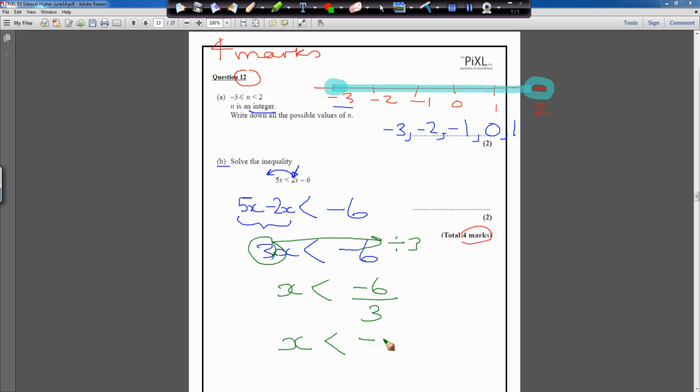It'll give you -2. Remember, it's when you divide by a negative or multiply by a negative number that you have to change the sign around. At the moment, this question stays exactly as it is, the inequality sign, and we are finished. We just need to copy this answer down here. Okay, end of the question.